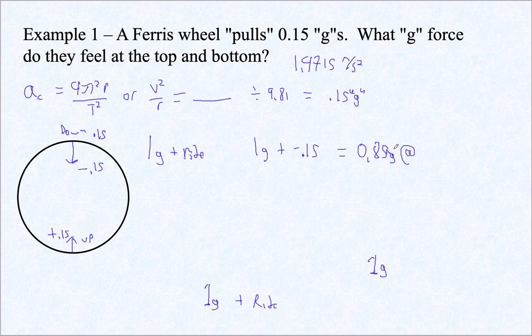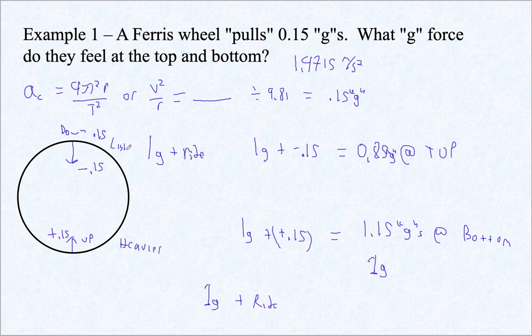That's G's, at the top. And then at the bottom, it's positive 0.15, so I go 1G plus a positive 0.15, which is equal to 1.15 G's at the bottom. So at the bottom, you feel a little heavier, and at the top, you feel lighter.